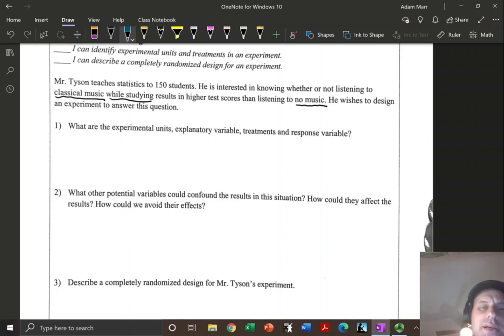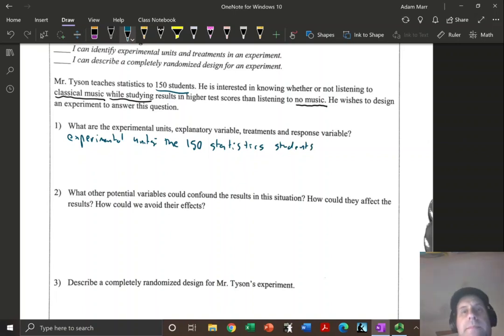Okay, no problem. They should have actually asked this question later on when they said to describe a study, but anyway, let's answer it as well as we can. We know that the experimental units will be the 150 statistics students. That's actually important that they're statistics students because, of course, maybe students that are not taking statistics would respond differently to this. Okay. All right, next, we're going to say the explanatory variable.